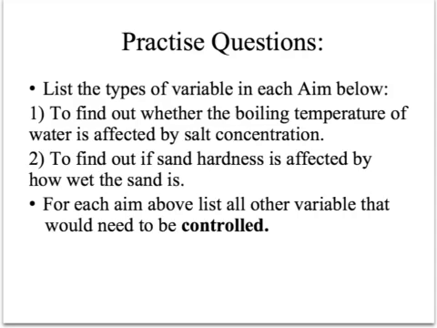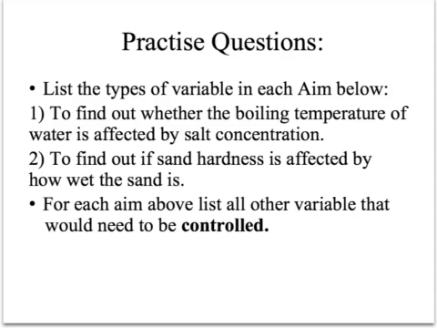Okay, so by now you should have attempted or tried to answer the question. If you haven't, just pause the video and do that before you check your answers. The answers for the first one, the boiling temperature is the dependent variable and the salt concentration is the independent variable. And for number 2, the answer is the sand hardness is the dependent variable, and how wet the sand is, that is the independent variable.